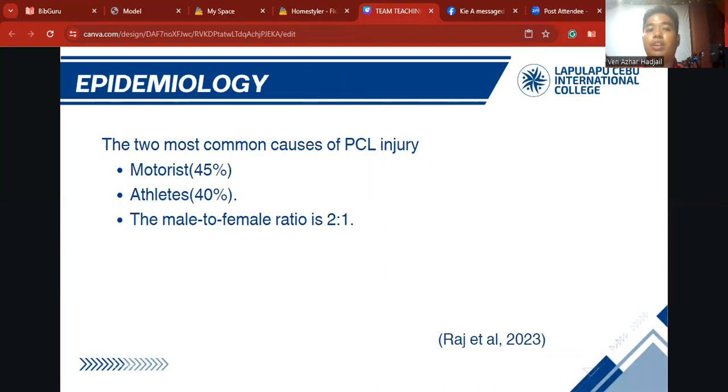Next we have the epidemiology. As you can see here, it is mostly common in motorists since, as I mentioned earlier, the dashboard injury happens in the car. So we can conclude that MVA is one of the causes of PCL injury, as well as athletes, since it may happen in sports due to sudden changes in position of a player. Here we have a male to female ratio, wherein for every two males, there is only one female in whom this injury occurs.